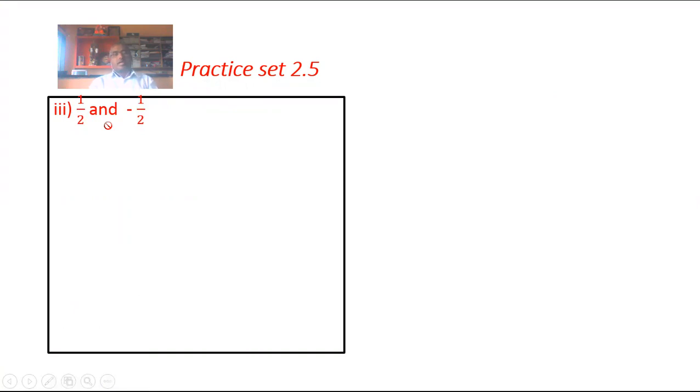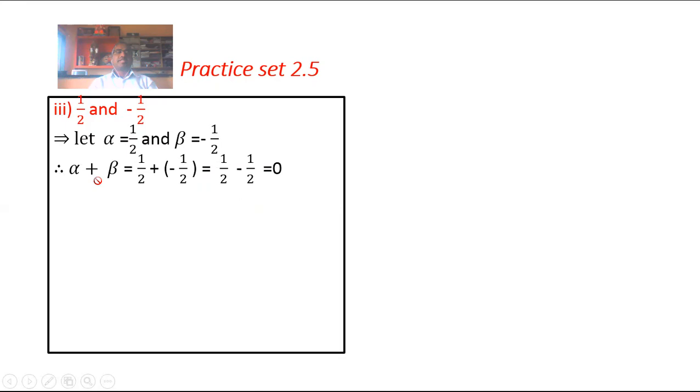To obtain the quadratic equation from given roots. Third problem, the given roots are 1 upon 2 and minus 1 upon 2. First we consider the first root alpha is equal to 1 upon 2 and beta is equal to minus 1 upon 2. To find the sum of the two roots, alpha plus beta is equal to 1 upon 2 plus minus 1 upon 2, which is 1 upon 2 minus 1 upon 2. Two numbers having the same value, their subtraction is 0. Therefore alpha plus beta is equal to 0.